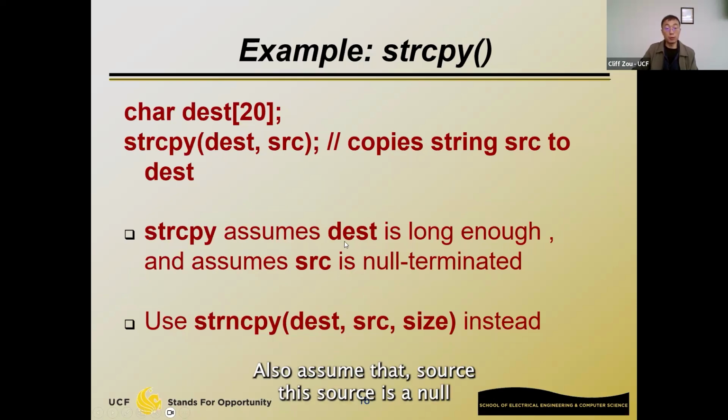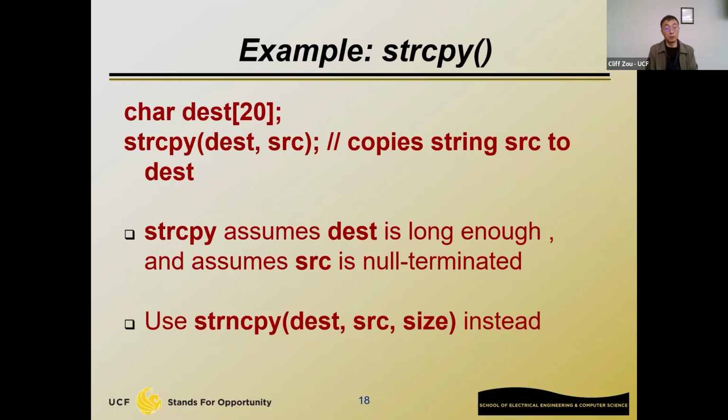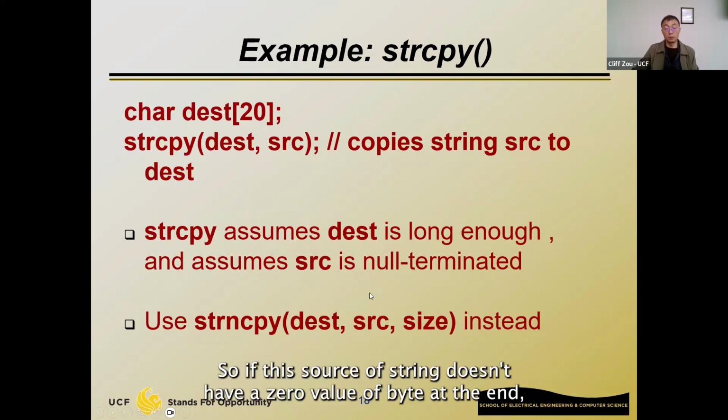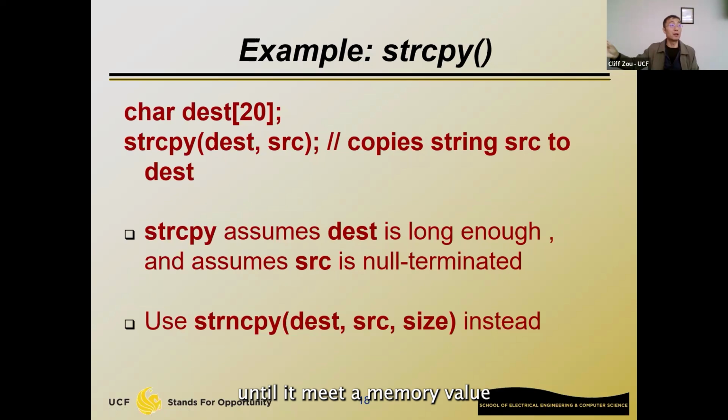And string copy also assumes that the source is null terminated, because in the C programming language, a string array is treated as continuing until it meets the first zero value byte. Zero value byte just means null byte. So if this source string doesn't have a zero value byte at the end, string copy will copy byte by byte forever until it meets a memory value that is equal to 0. Then it will stop copying.